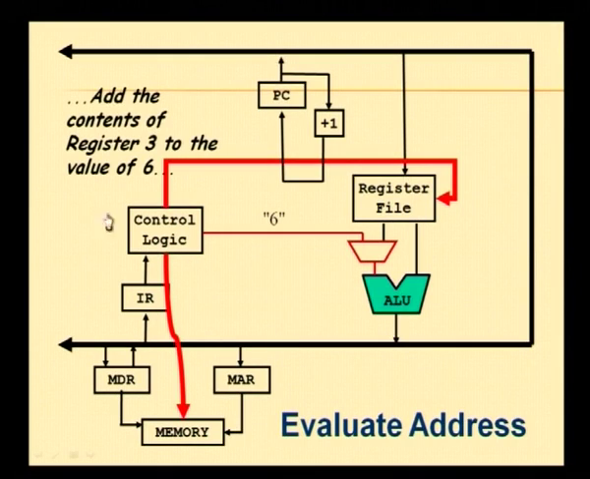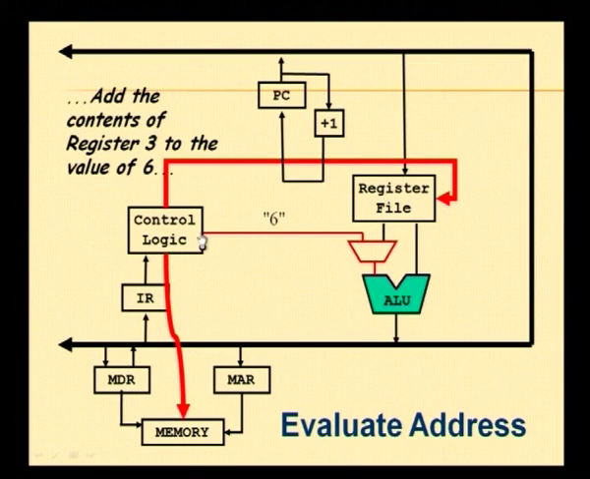For instance, suppose I have an instruction which says that you need to add the contents of register 3 to the value of 6 in order to find out the address. So, the instruction said that to get the address you have to add the contents of register 3 to the value of 6. Where is this value of 6 specified? It would be there as part of the instruction itself, so the value of 6 is already available in the instruction register, which has already been read by the control logic.